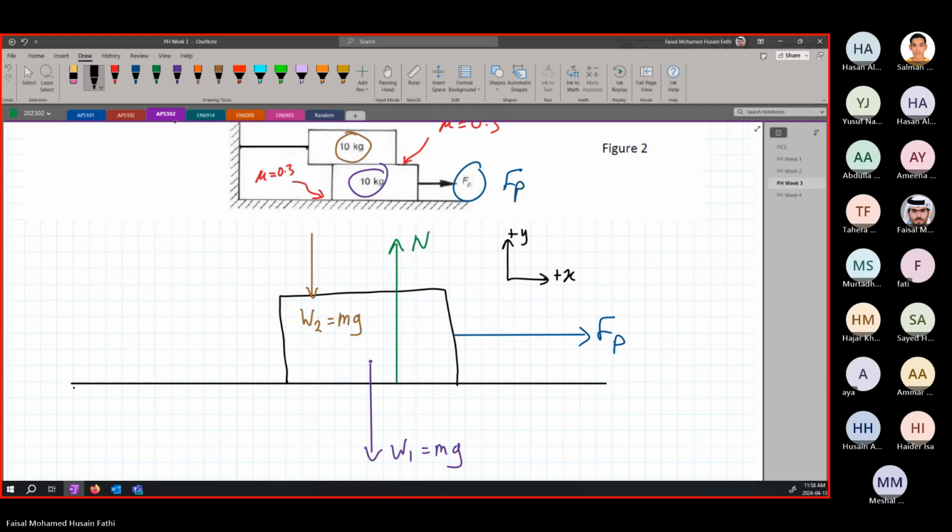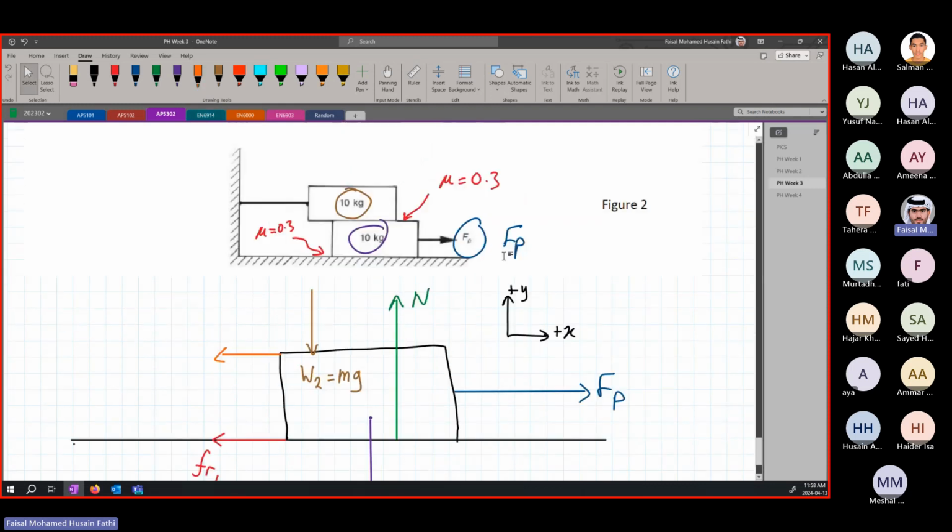Okay. Now, what do we have left? We have our friction force. So the first friction force we're going to have is at the bottom with the surface. This is our friction force 1. Then we're going to have another friction force up here. Why? Because we have a friction force that is coming from the top block.